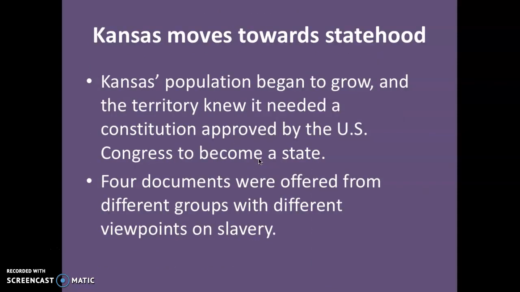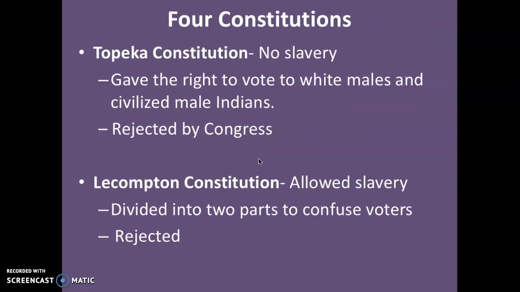Now, Kansas is also going to be in this effort moving towards statehood. So 4 different constitutions are offered during this time, trying to get Kansas to become a state. The first was the Topeka Constitution. It's first rejected in Congress. Congress had opened up voting rights to white males and civilized male Indians.